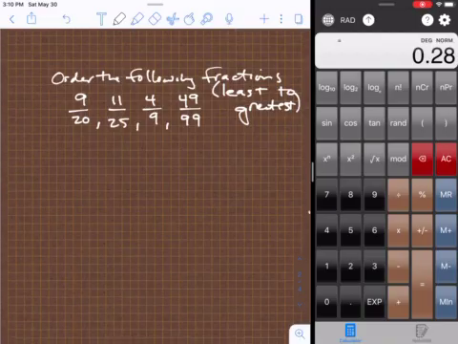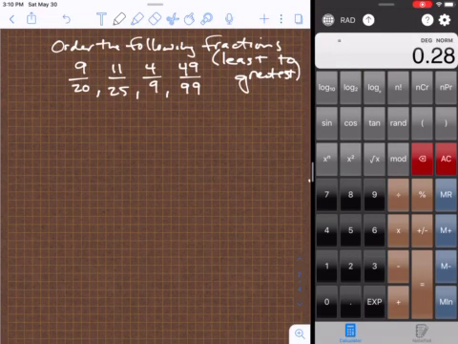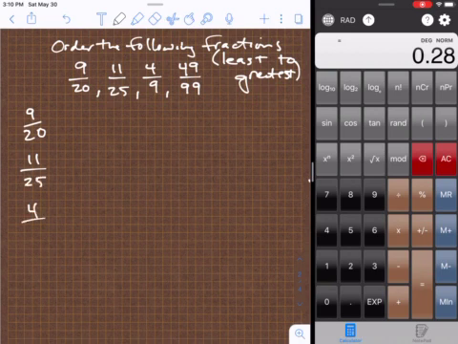All right, let's look at another problem. This one says order the following fractions from least to greatest. The first thing I would do is write these all down, and let's figure out what their decimal equivalents are, and then we can figure out which one goes first. So we start with 9/20. You could do that in your head, but if you've got a calculator and it's just a division problem, it's 0.45.